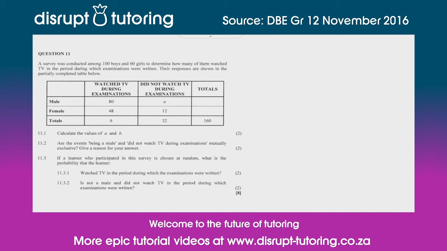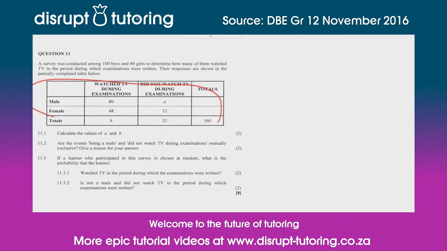Today I'm going to be taking you through a question on probability, which was sent in by Tamia. So let's jump in. A survey was conducted among 100 boys and 60 girls to determine how many of them watched TV in the period which examinations were written. Their responses are shown in the partially completed table below.